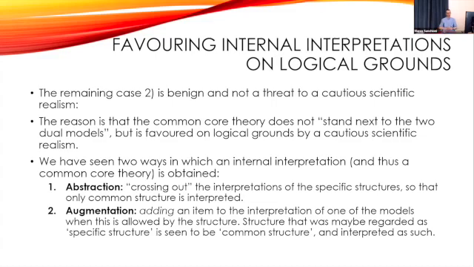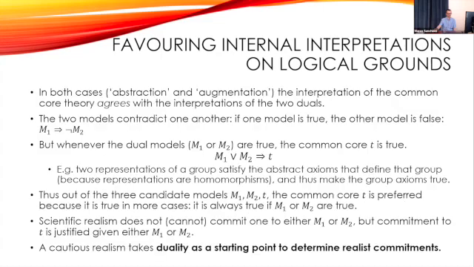We said we construct it normally either by abstraction or by augmentation. So by crossing out the structure that is not common between the two models, or by adding some items that are allowed by the model, adding those to our interpretation.